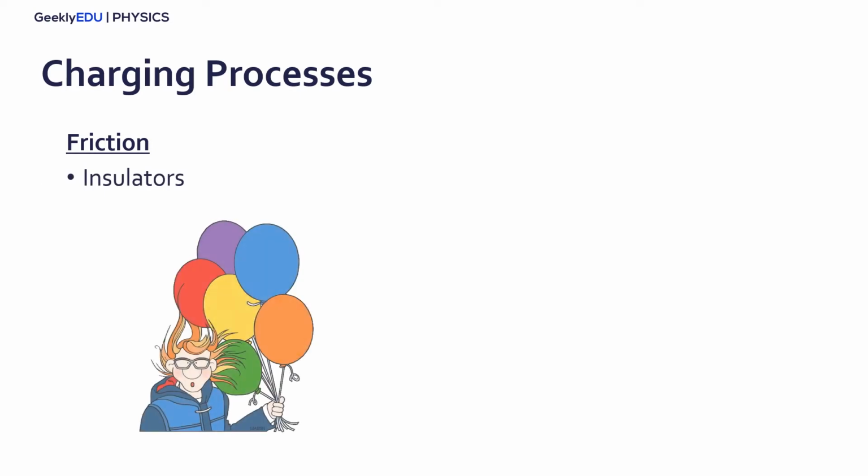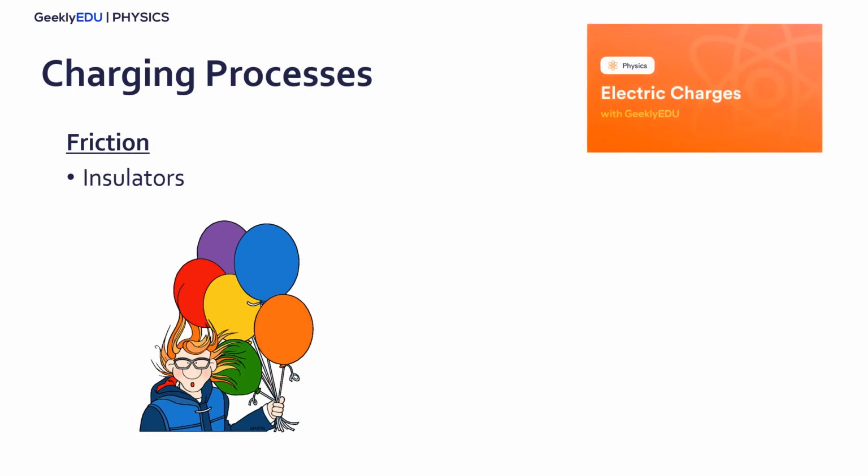Let's now talk about charging processes of these materials. First one is friction. And friction is a charging process that we use in insulators. A good example is when you rub a balloon all over your hair and it gets attracted by the balloon. I'm not going to cover this example here because I've already covered it in another video, the electric charges video, so I suggest you go there and see how it works.